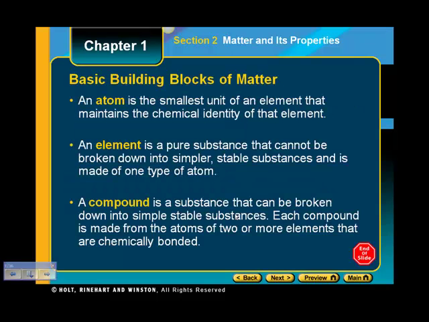The basic building blocks of matter. This should also be review, but I chose to include it just to be sure that you can differentiate between the three. An atom is the basic smallest unit of an element. An element is a pure substance that can't be further broken down. And a compound is a pure substance but could be broken down into something more stable or simpler. Okay?